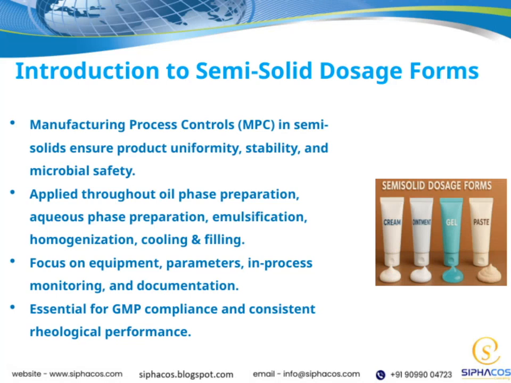Let's talk about manufacturing process controls, or MPC, in semi-solids. These controls are crucial to ensure that our products are uniform, stable, and safe from microbial contamination. They are applied at every stage of the process, starting from oil phase preparation, then aqueous phase preparation, followed by emulsification, homogenization, and finally cooling and filling. The focus here is on the equipment we use, the critical parameters we need to monitor, and how we document each step to maintain consistency.